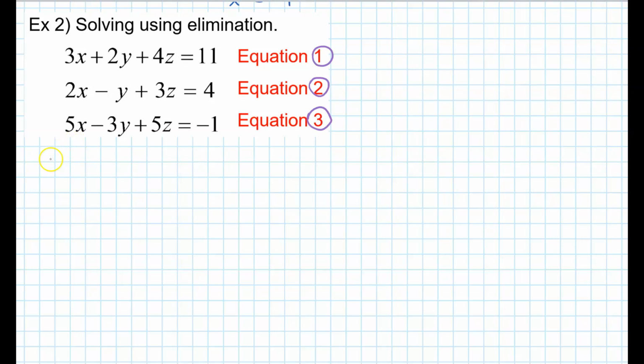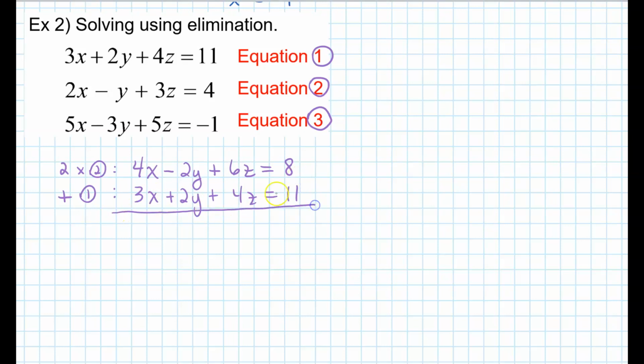I always keep track of what I'm doing in case I need to backtrack if I made an arithmetic mistake somewhere. So I'm doing 2 times equation 2. That's 2 times 2x, that's 4x. 2 times negative y, that's minus 2y. 2 times 3z, that's plus 6z, and 2 times 4 is 8. And to that, I'm going to add equation 1. I'll rewrite equation 1 underneath to keep everything straight.